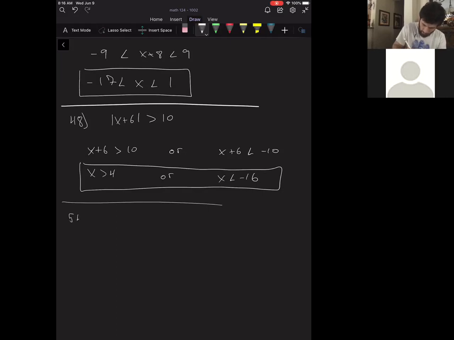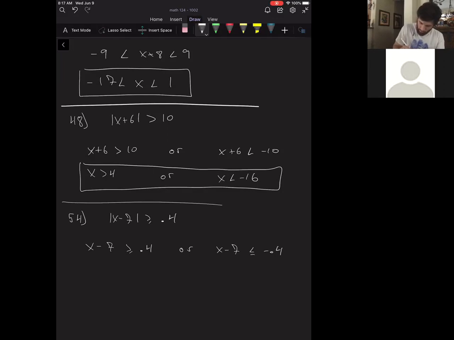54. So x minus 7 is bigger than or equal to 0.4. Again, this is the situation where the absolute value is bigger than something. So we have the inside, x minus 7. x minus 7 is going to be bigger than or equal to 0.4, or x minus 7 is going to be less than or equal to minus 0.4.